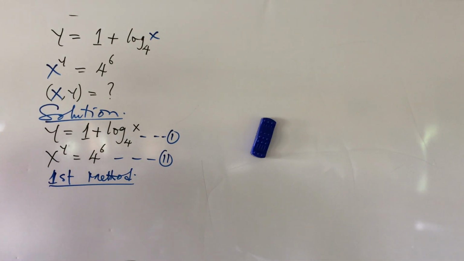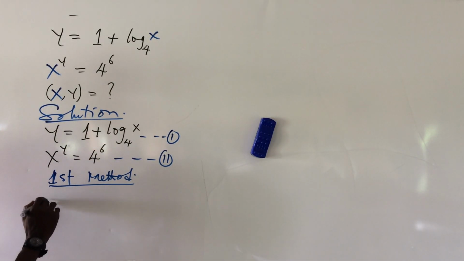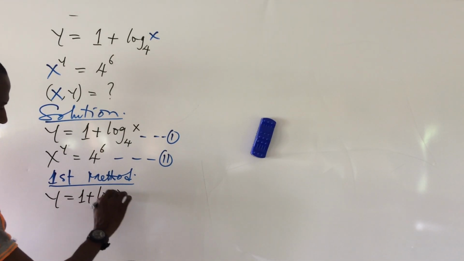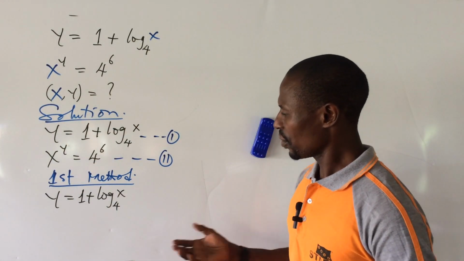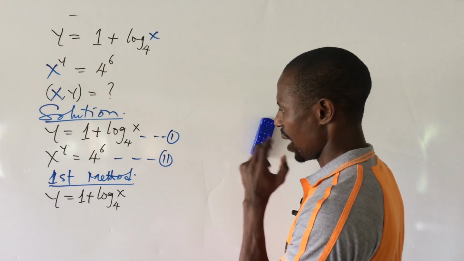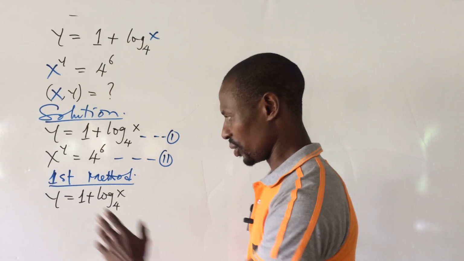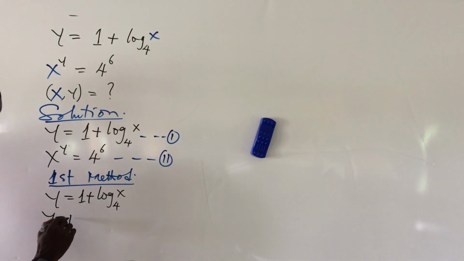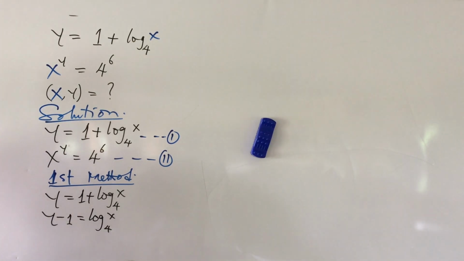Now in the first method, I will take my equation 1. From equation 1, we have y equal to 1 plus log x base 4. I want to collect 1 to the left-hand side. If I do that, I'm going to have y minus 1 equal to log x base 4.